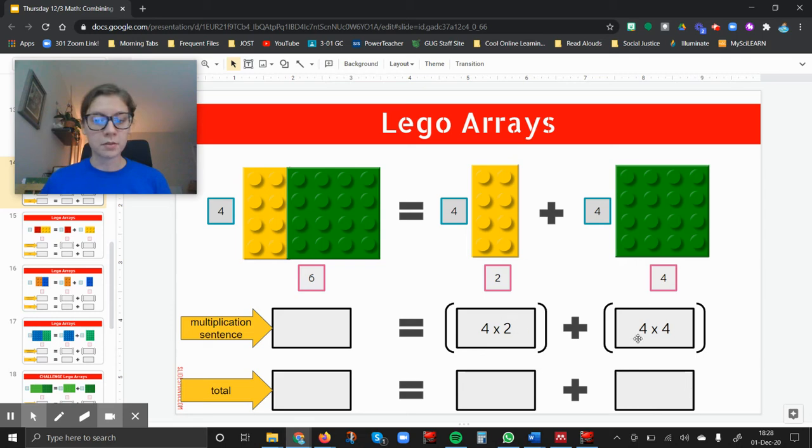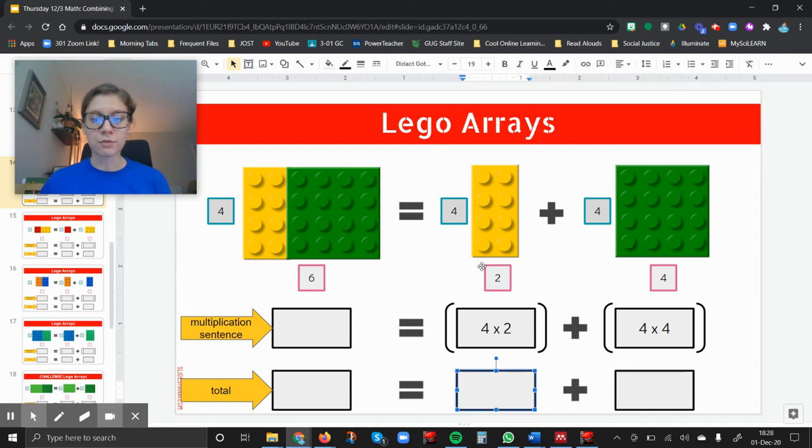So now that I've written my multiplication sentences, I can solve them. So 4 times 2, well, I can think about it as 4 groups of 2, or I can skip count by 2s. 2, 4, 6, 8. My total here is 8. Then I have 4 times 4. Well, I can skip count by 4, so I can say 4, 8, 12, 16. So this array has a total of 16.